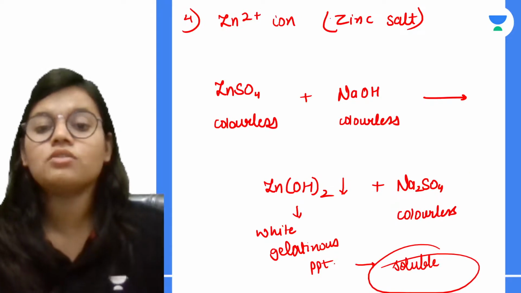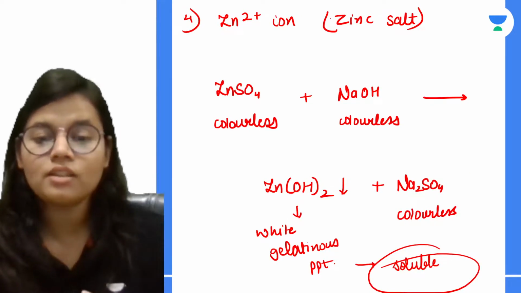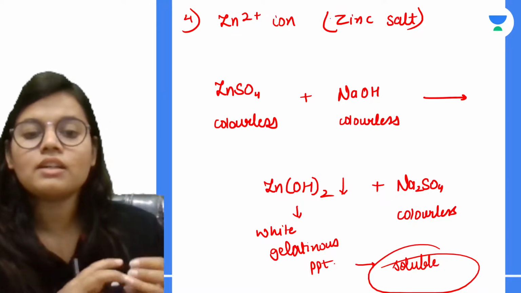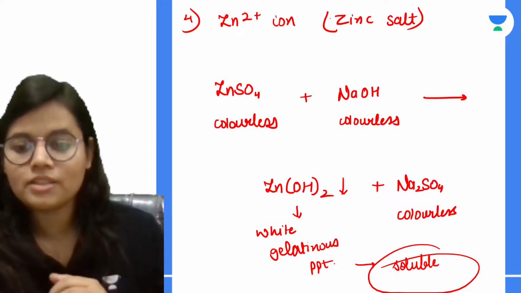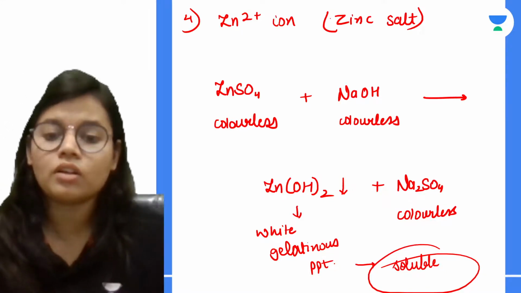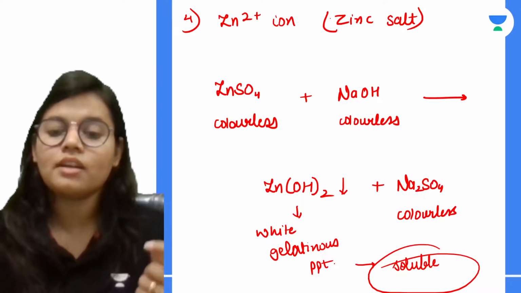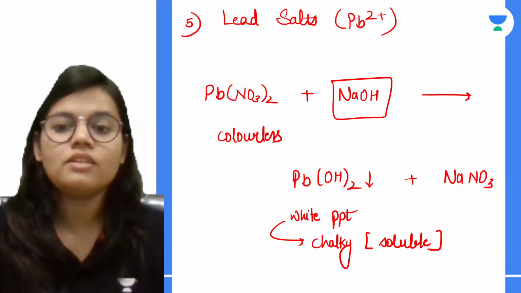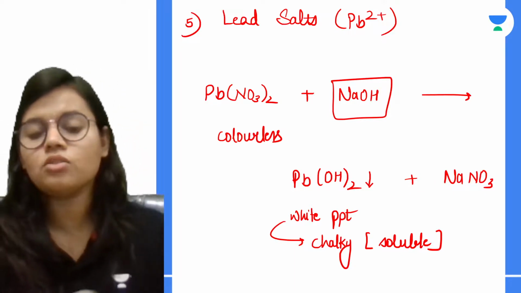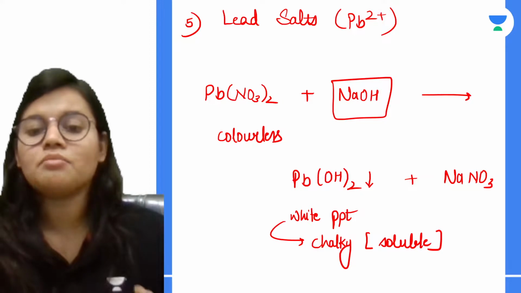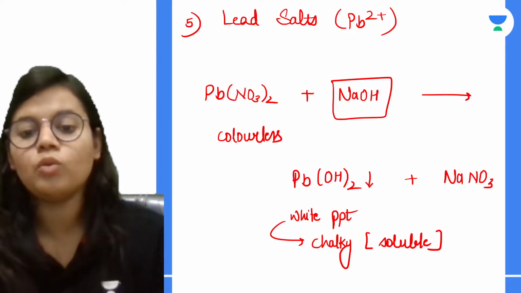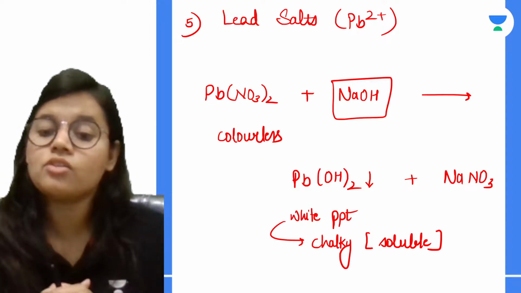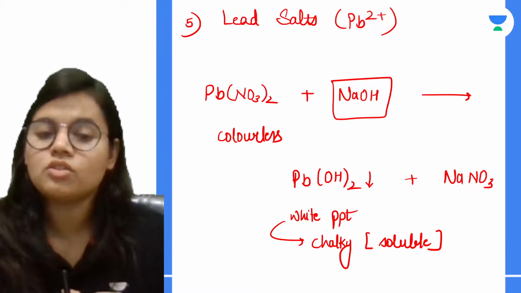After that, we saw zinc ion, Zn2+. When any zinc salt reacts with sodium hydroxide, we get a gelatinous white color precipitate which is very well soluble in water. And this white precipitate is of zinc hydroxide. And the last is lead salt, that is Pb2+. If any salt containing lead is made to react with sodium hydroxide, we get a chalky white color precipitate of lead hydroxide, which is again very well soluble.